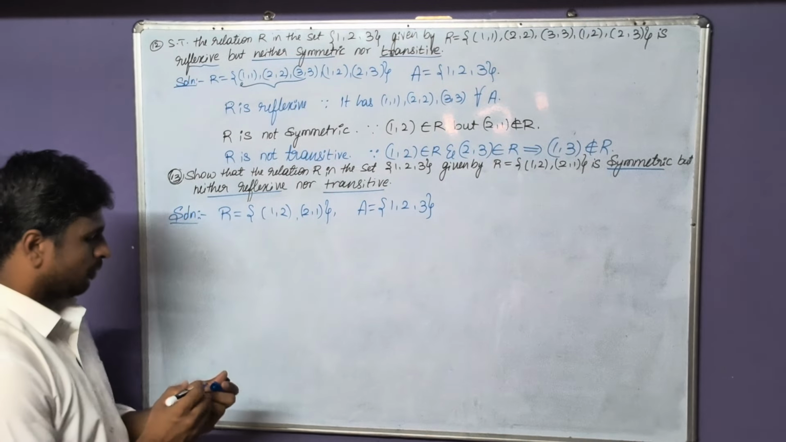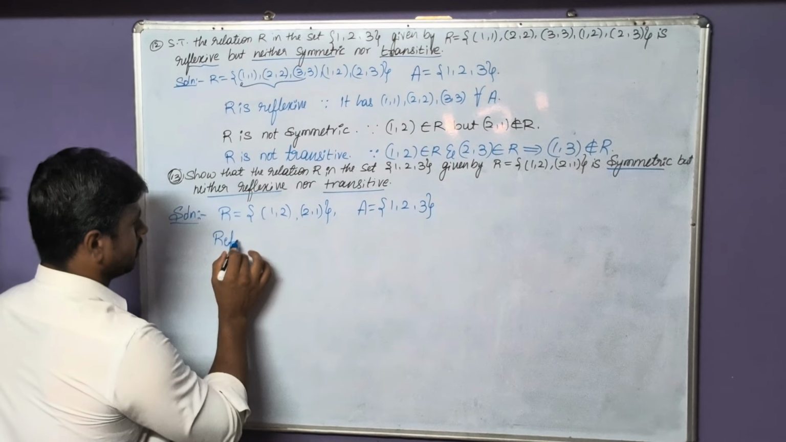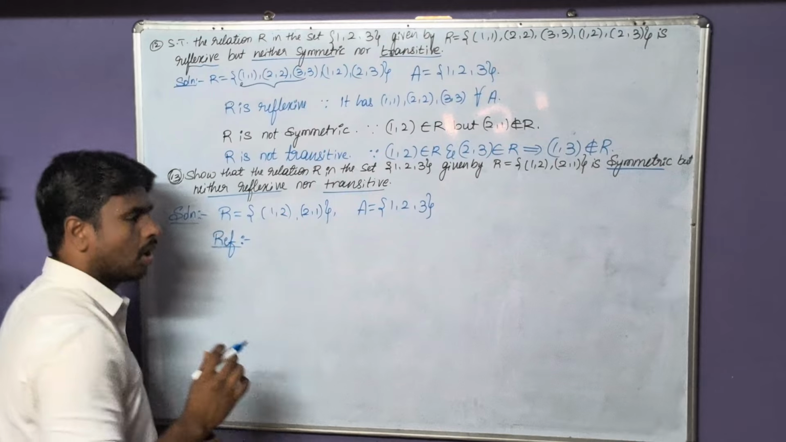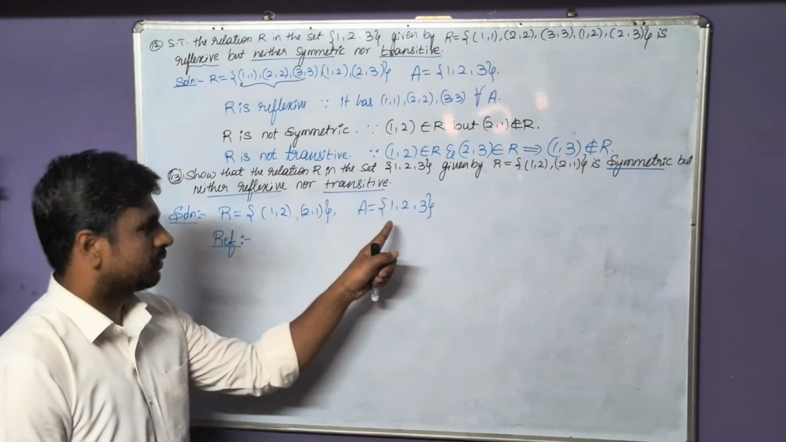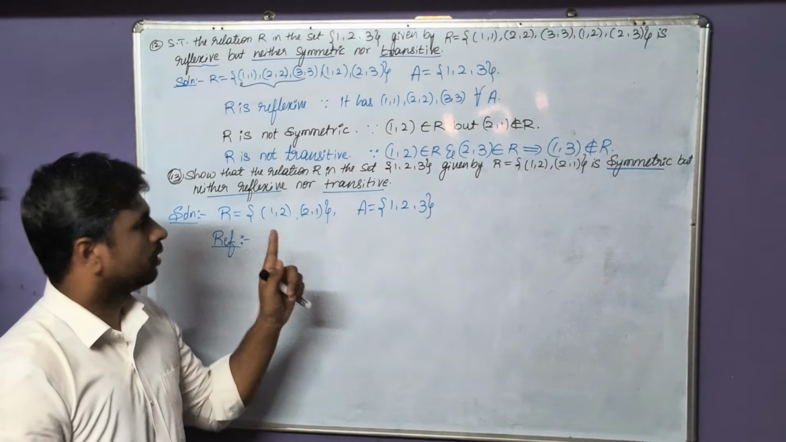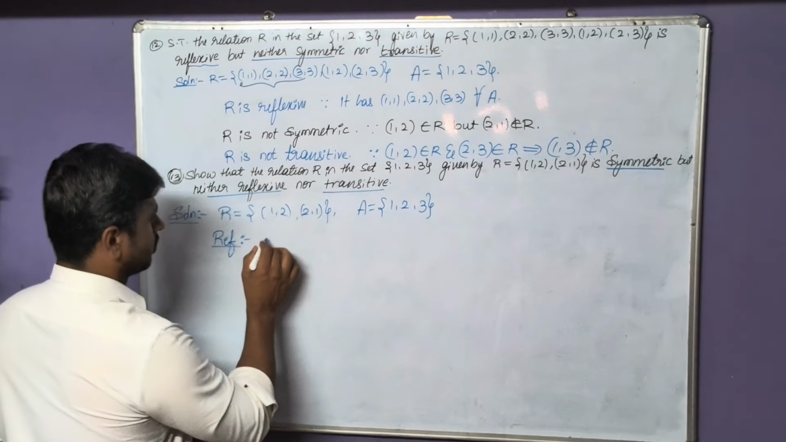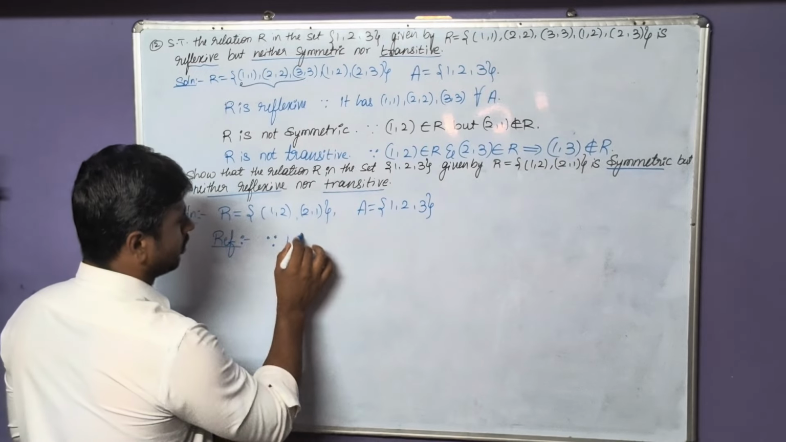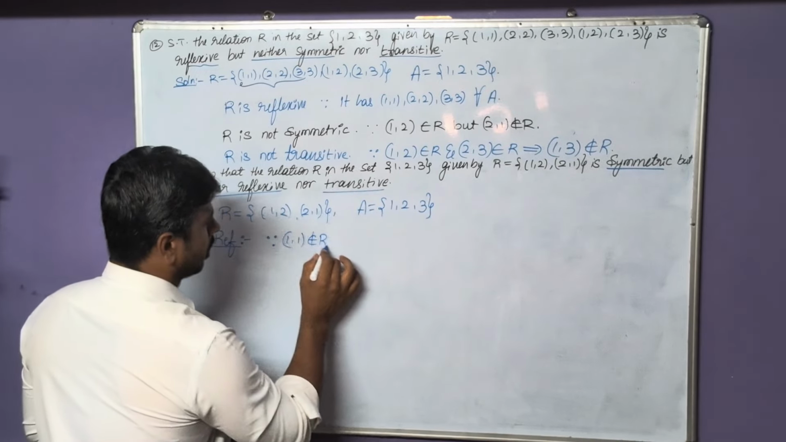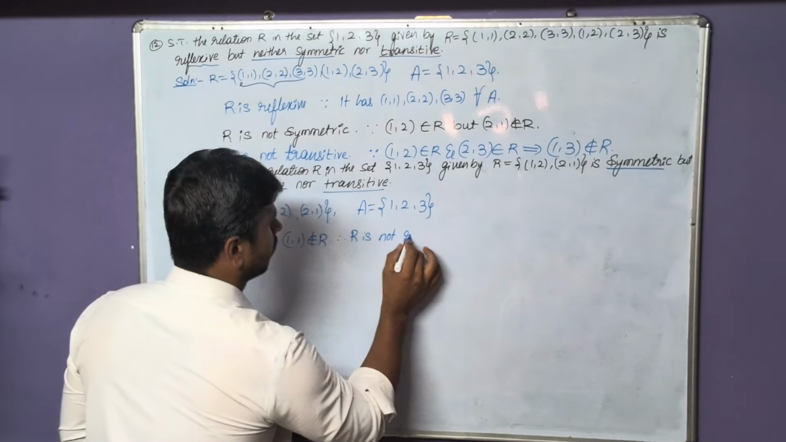Now to prove this, let us refer to the definition of reflexive. When do we say that the given relation is reflexive? When we have all the identical ordered pairs for the given elements of set A. But here we don't have even a single identical ordered pair. Therefore we can say that the given relation is not reflexive. We can give a reason. Since (1, 1) does not belong to R, therefore R is not reflexive.